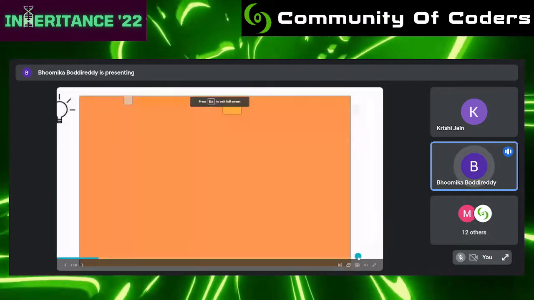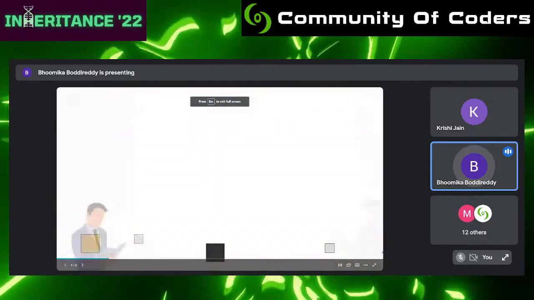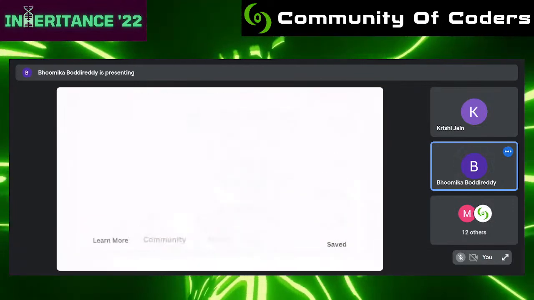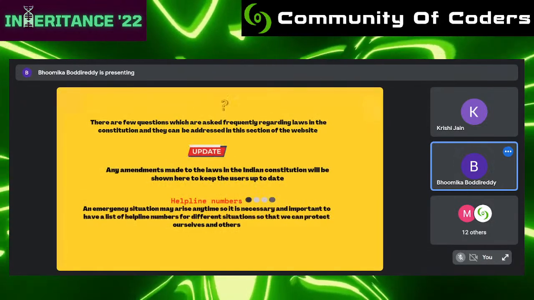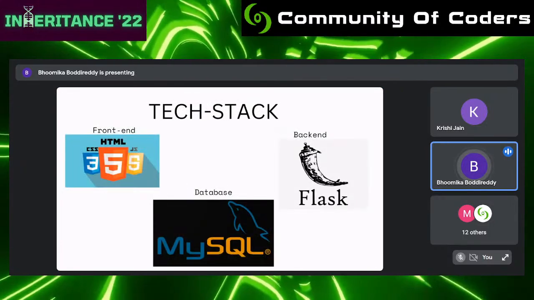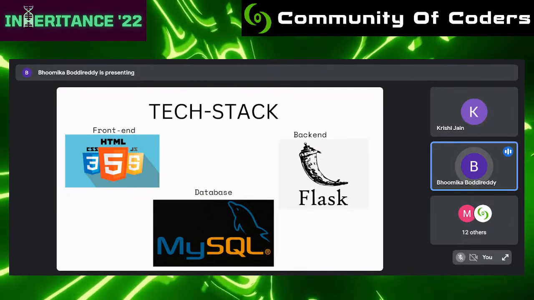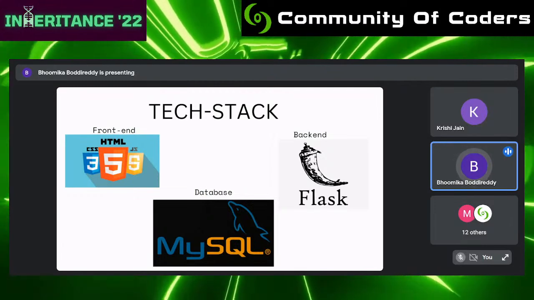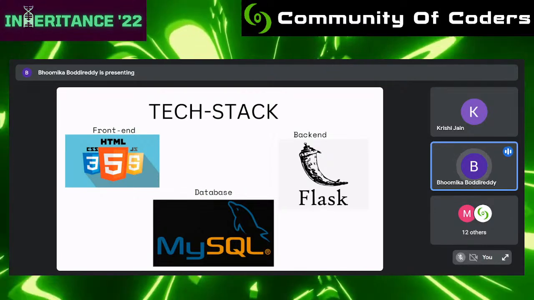So these were the features of our website and how it works. This is the tech stack that we have used. For front end, we have used HTML, CSS and JS. For backend, we have used Flask and we have used a MySQL database.